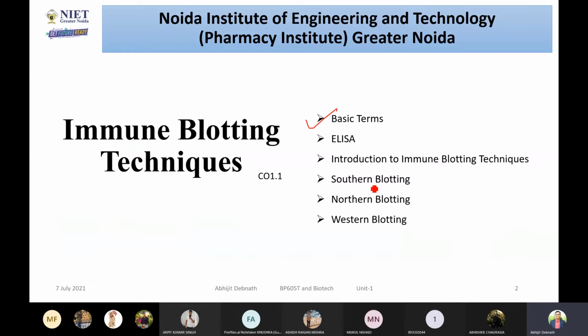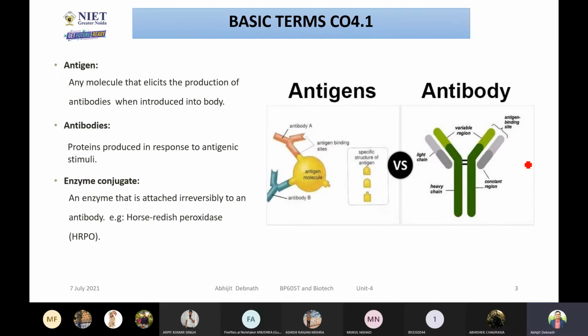Human blotting techniques. First of all, I will tell you some basic terms. Then I will tell you about the ELISA. Then the introduction of the blotting techniques. Then I will tell you about the southern blotting, northern blotting, and western blotting. These are the three different blotting techniques. So let me first tell you some basic terms.